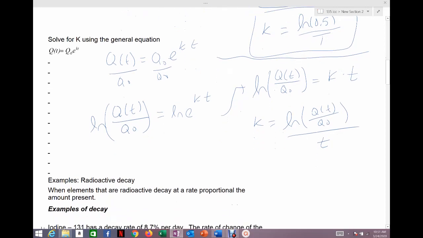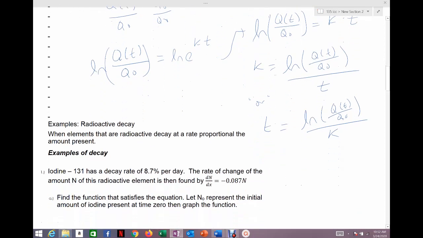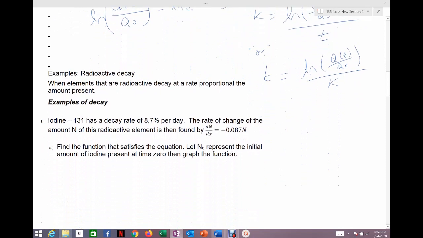We could also find time this way, or if we wanted to find time, oops, not k, t, it would work the same way. Time would equal the natural log of that fraction divided by my constant, right? Again, that's not new. That's exactly the same thing that I did in 3.3. The only difference here is k would be negative, right? K would be negative because I'm declining. All right, so we're going to look at one example of radioactive decay, and then I'm going to pick up more examples in the next video.